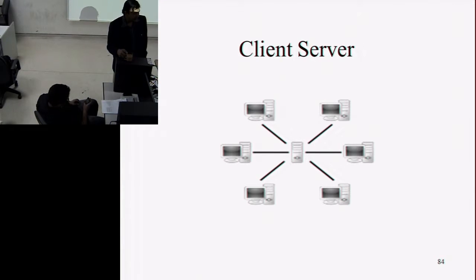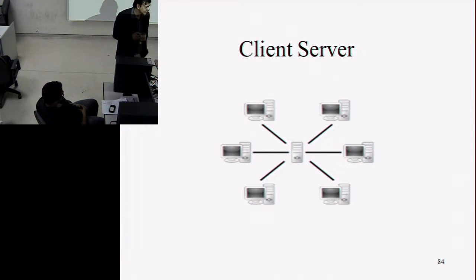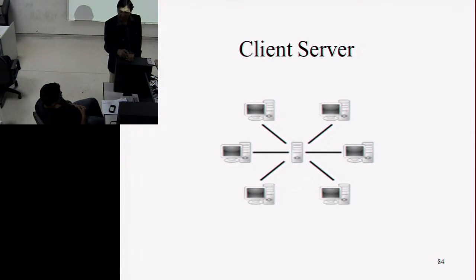How many types of client-server architecture do we have? We have three types: single tier, two tier, and three tier. Three tier is also called multiple tier or n-tier. Tier means layers. Single tier architecture.